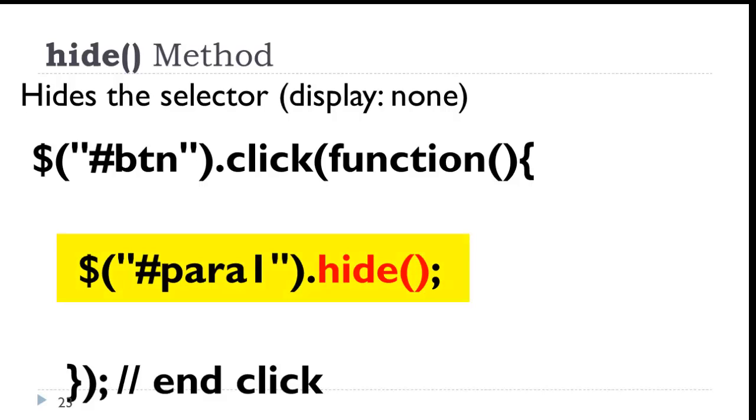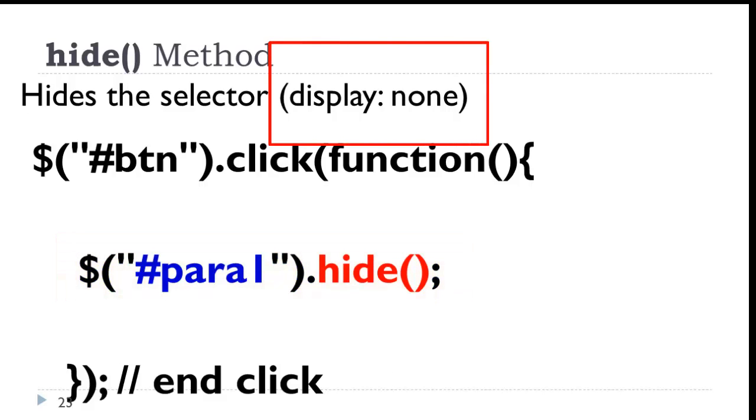Okay, the hide method. And we will look at this again in the next chapter. It is also referred to as an effect. It essentially hides something. It does not take any parameters. Display: none. This is a CSS display property, and essentially that is what this is doing behind the scenes. It is setting the display property to none.